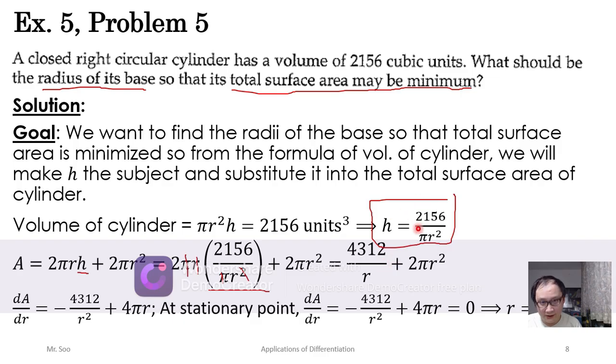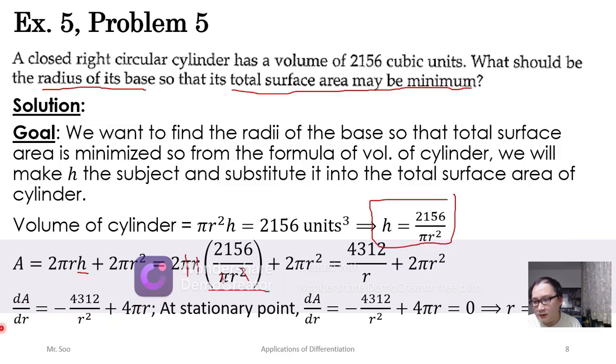Okay, this is 4312 times r to the power of minus 1, right? So you use your power rule, you bring down the negative 1, you have minus 4312 times r to the power of minus 2, or equivalently minus 4312 over r squared. Then this one, bring the 2 down and then reduce the power by 1. So you have 2 times 2, 4 pi r. So this is the dA over dr expression.